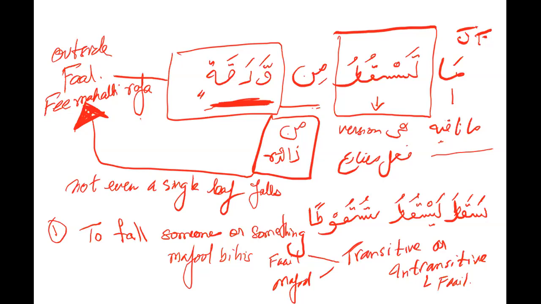Sister, what should we write in the third condition? The conditions we write: the first one is whether the sentence is a negation or a question. The second one is whether min is harf jarr or zaida. Yes. We will translate it both ways and see which one makes more sense. And the third one is whether the ism coming after min zaida is a fa'il or a maf'ul bihi.